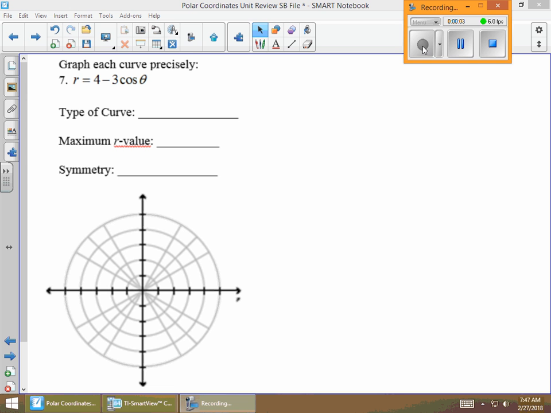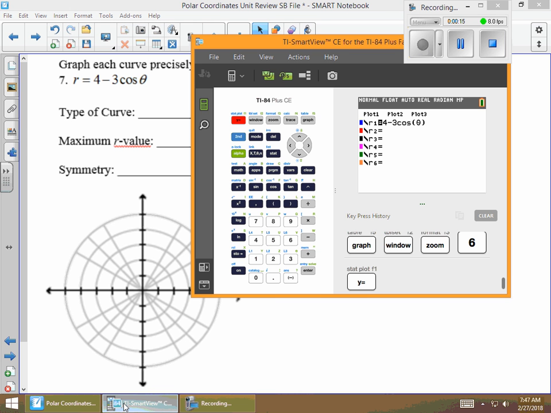Okay, so graphing our curves. We're going to do type of curve, maximum R value, and symmetry. Again, you're not doing any of this from memory. You can always put it in your calculator. So that's how I'm going to start: 4 minus 3 cosine of theta.